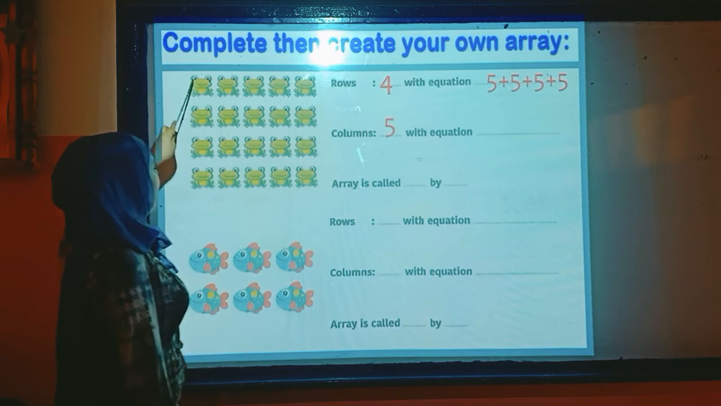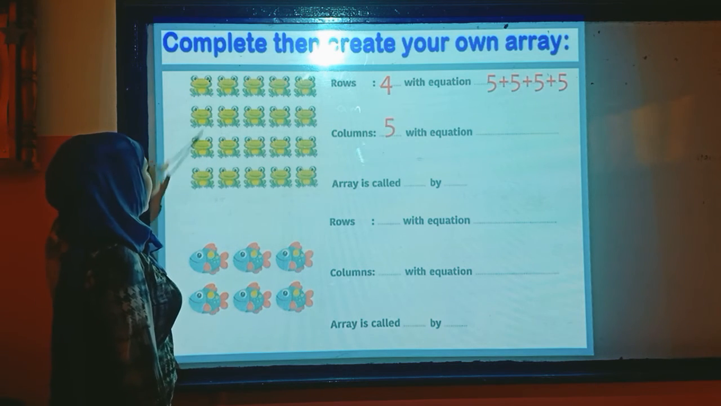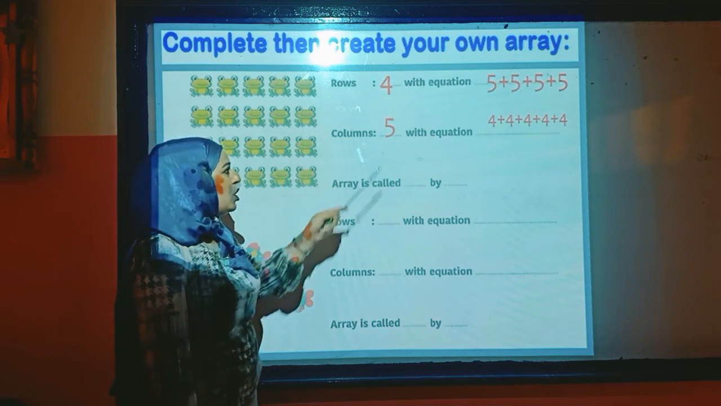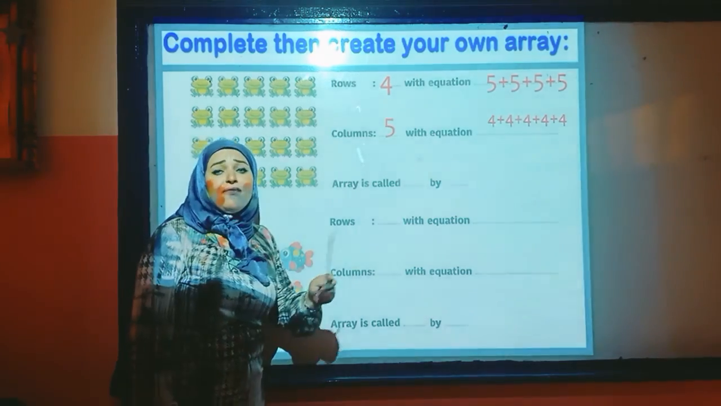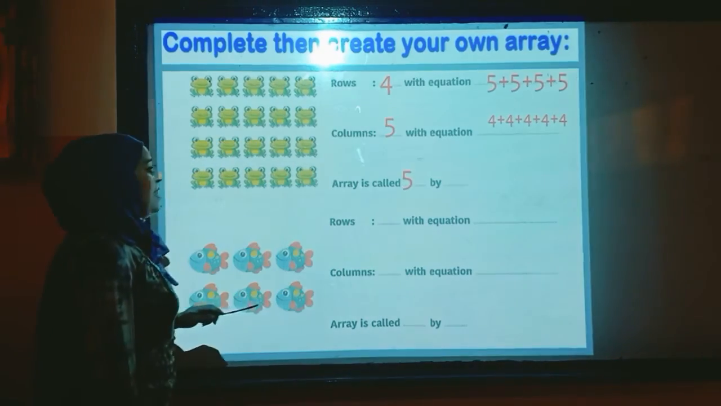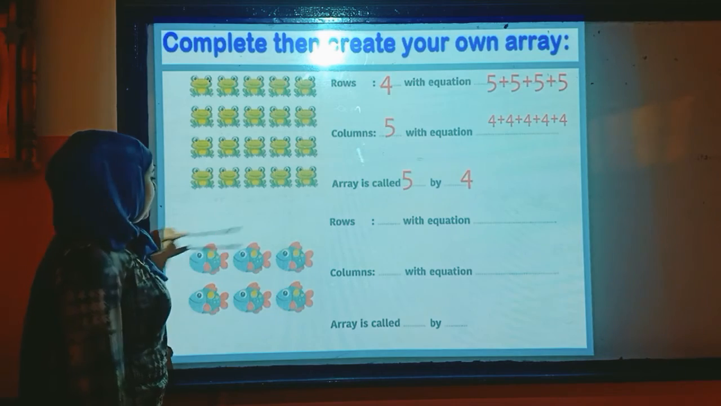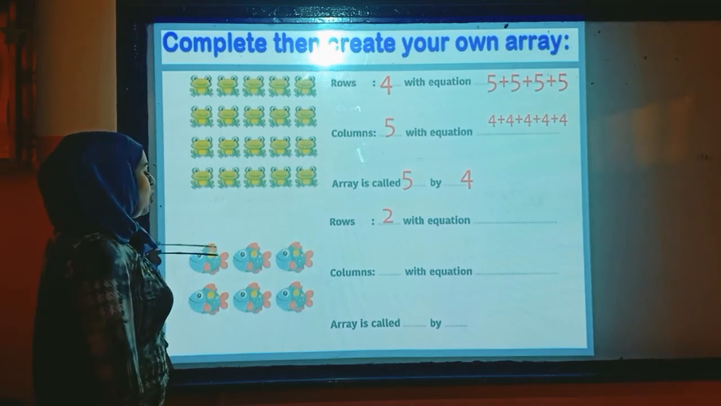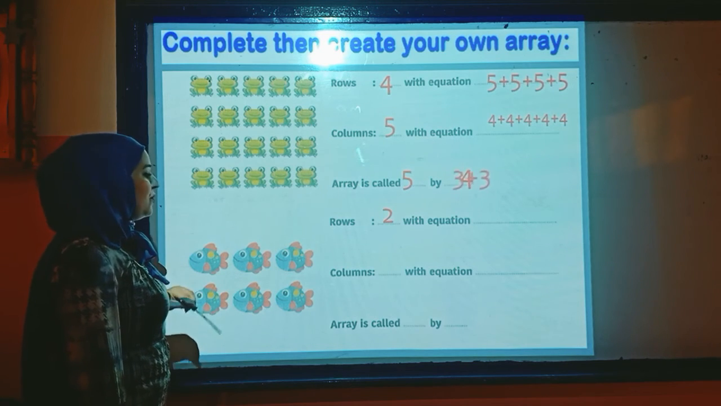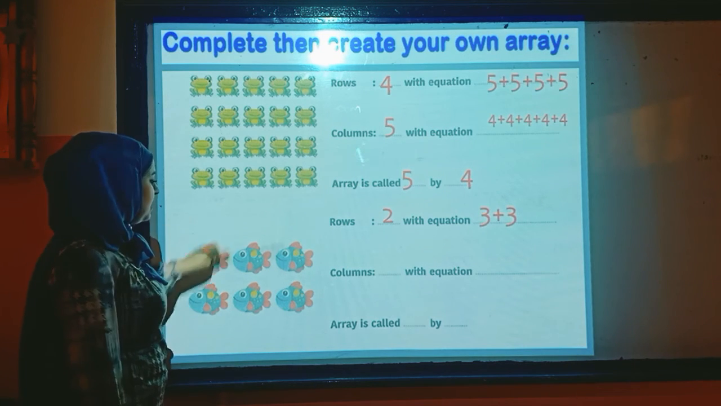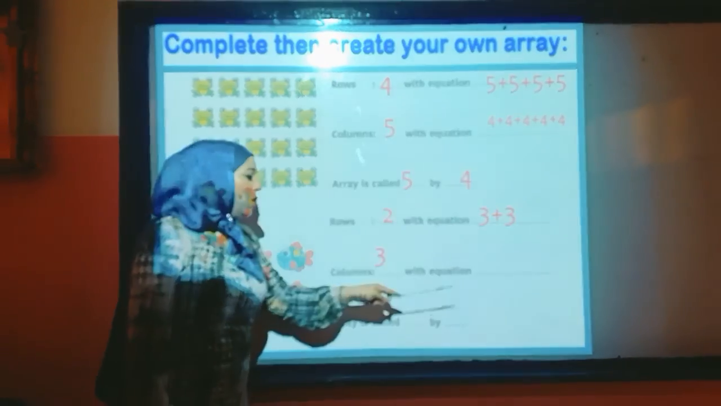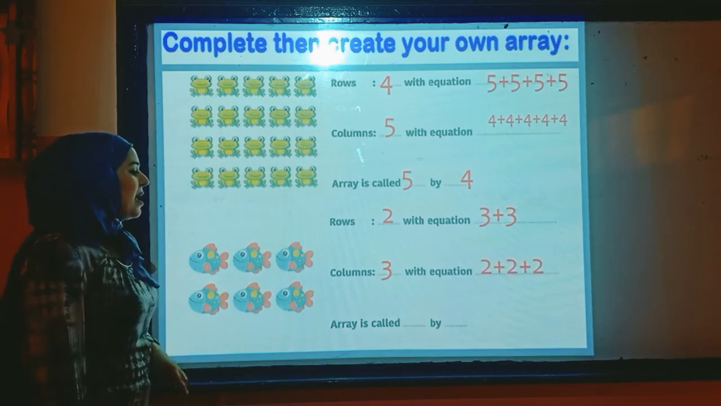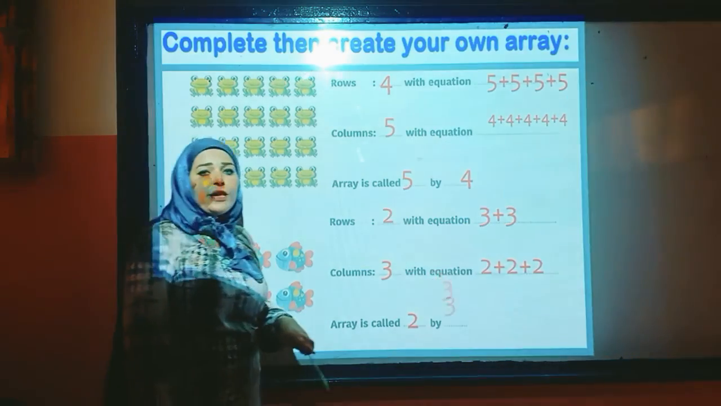What equation? How many in each one? I have 4 plus 4 plus 4 plus 4 plus 4. So the array is called 5 by 4. Yeah. How many rows? I have number 2. What equation? 3 plus number 3. And how many columns? I have 3 columns. What equation? 2 plus 2 plus 2. So the array is called 2 by number 3.